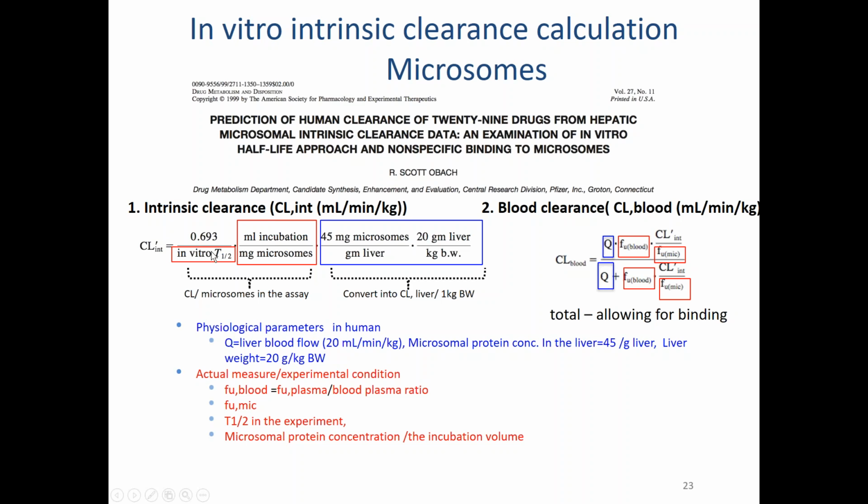So we calculate intrinsic clearance. Basically, this is taking the in vitro half-life in the microsomes and adjusting for the microsomes that are present in the assay, and also making some assumptions about the amount of microsomes per gram of liver, and also the liver weight per body weight. And then the blood clearance makes adjustments for the binding in the blood and also binding in the microsome prep. And this is one of several methods that are referenced in Obach's paper, but it's one of the ones that's preferred in that paper.